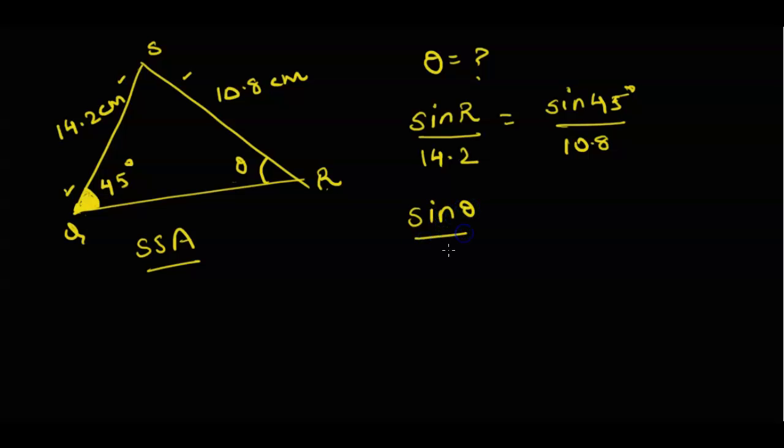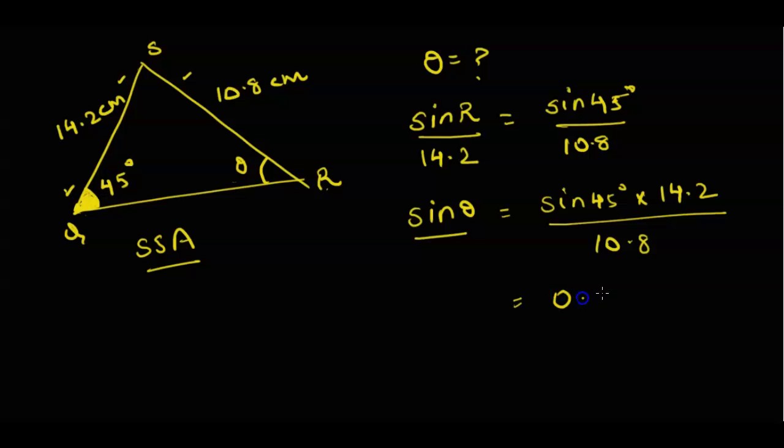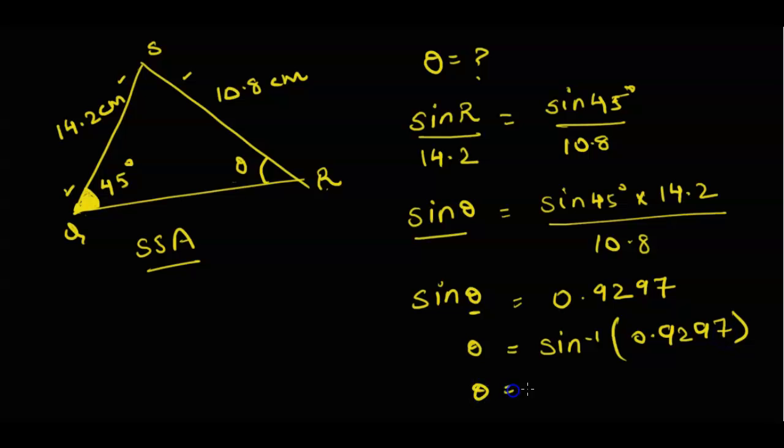So we can write sine theta is equal to sine 45 multiplied by 14.2 divided by 10.8. And then we can put this all in the calculator to get a final number. This gives us 0.9297, and that is equal to sine theta. We are looking for angle theta, we're not looking for sine theta. So theta would be equal to sine inverse of 0.9297, and that gives us a theta value equal to 68.39 degrees. So we saw that by using sine law, we were able to determine the angle.